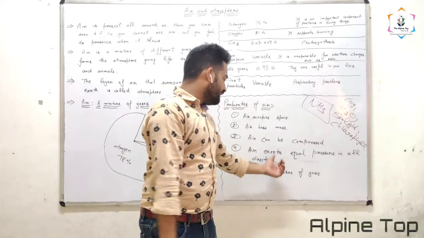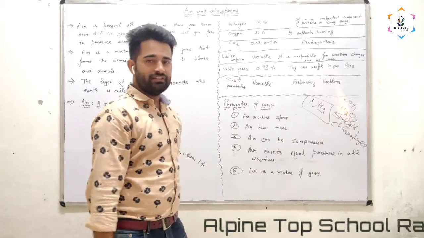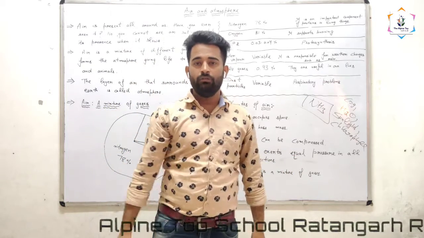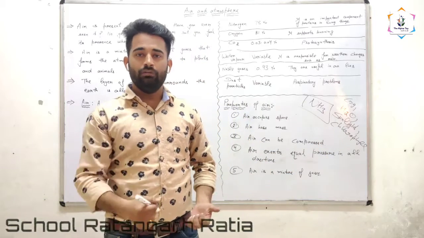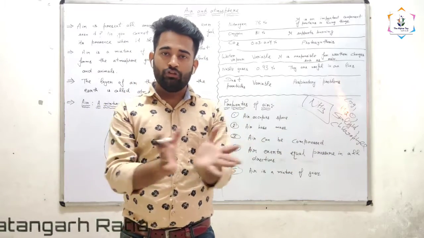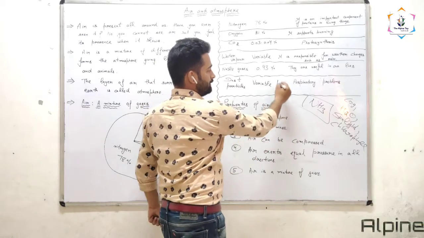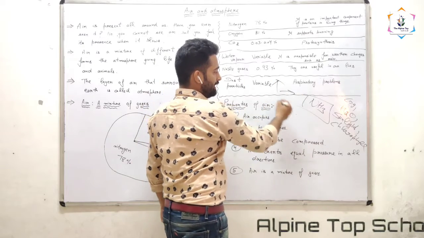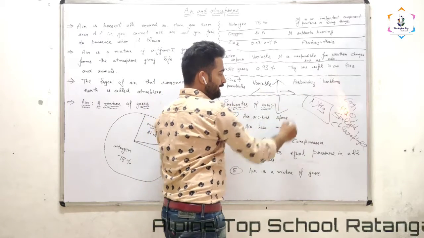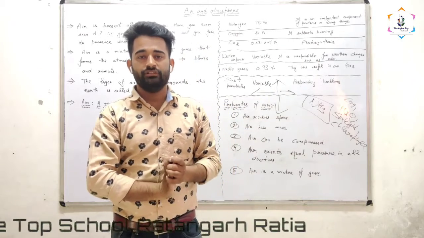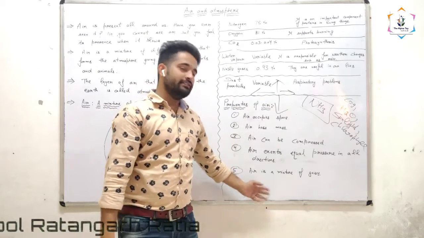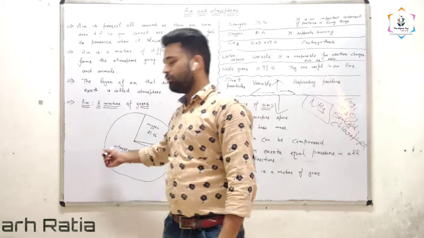Next thing is air exerts pressure in all directions. As the air is filled in the balloon, it exerts pressure on all sides of the balloon. Means it exerts equal pressure in the upward direction also, in this direction also, in this direction also. It means it exerts equal pressure in all four directions. Next thing is air is a mixture of gases that I have told you.